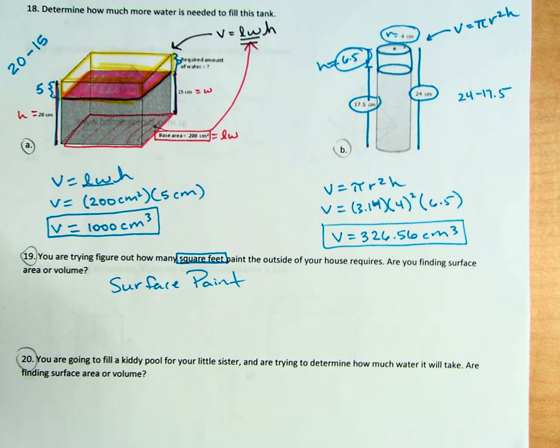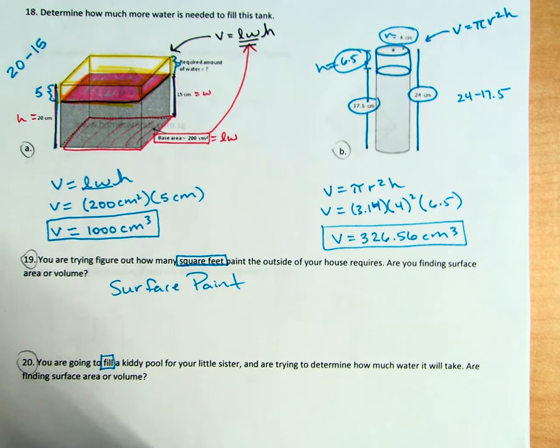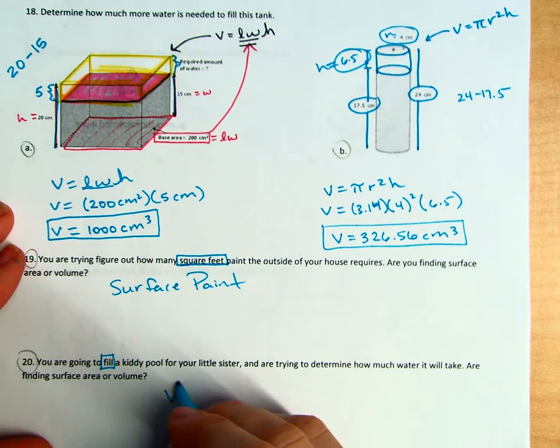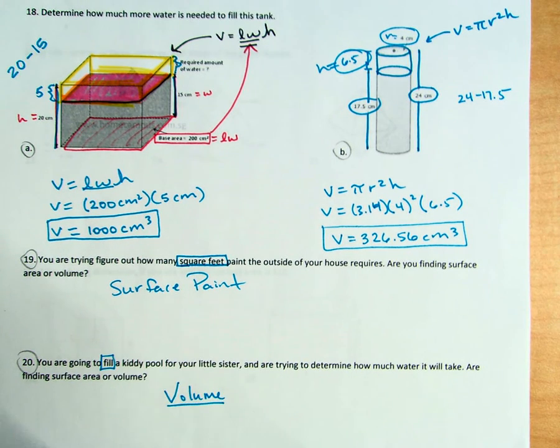Number 20 says you are going to fill a kiddie pool for your little sister, and you are trying to determine how much water it will take. Are you finding surface area or volume? Your clue word here would be fill. You want to fill something. That means you want the volume of it. Anytime that you're talking about how much is in something, you're talking about the volume of that.